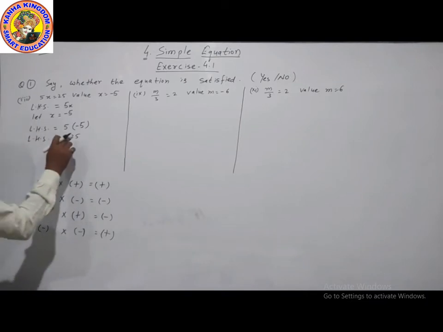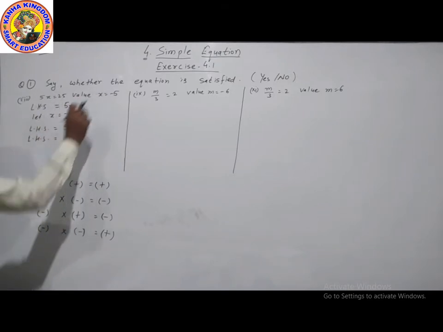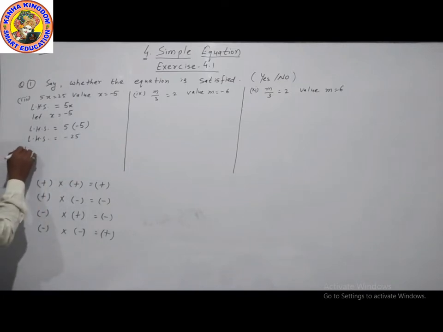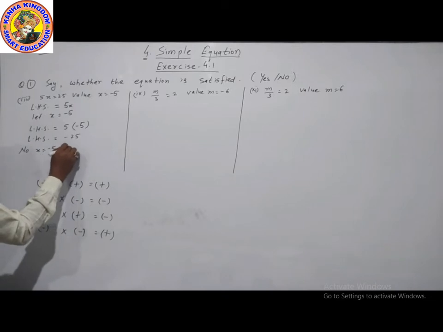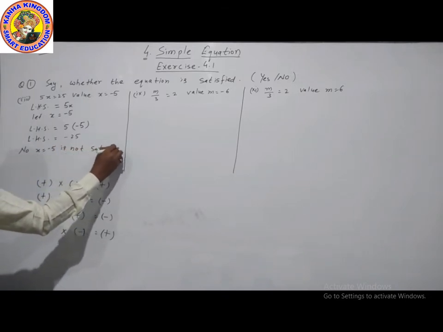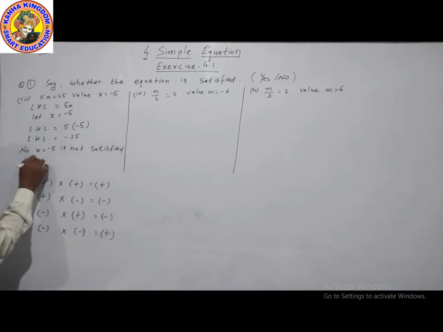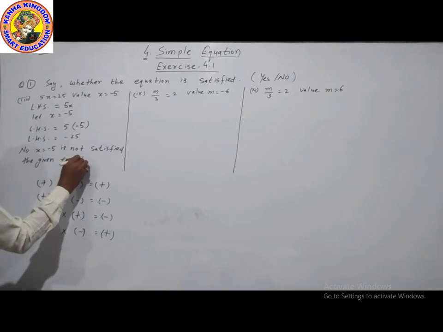Now left hand side is minus 25 and right hand side is 25. Both are not equal, so the value of x is wrong. No, x is equal to minus 5 is not satisfied the given equation.